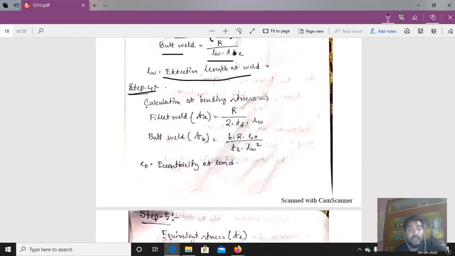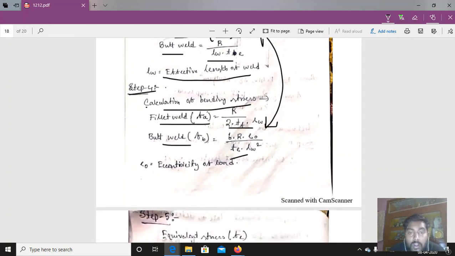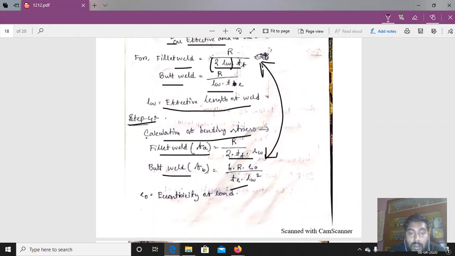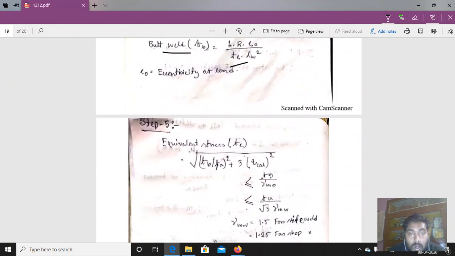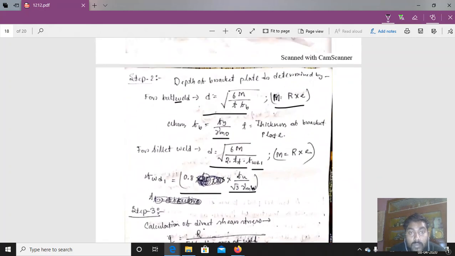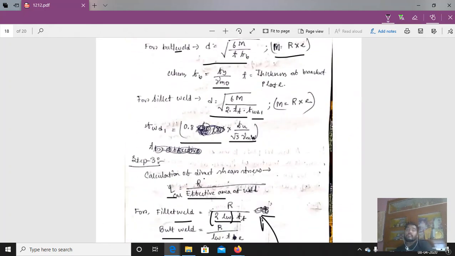Now step number 4, calculation of the bending stress, for fillet weld and butt weld. For both, two formulas are there. You can see that this formula and this formula are similar. This is the formula. We now know LW and LW square. Then E0 is the eccentricity of the load, which we can determine; in the problem the eccentricity of the load will be given.